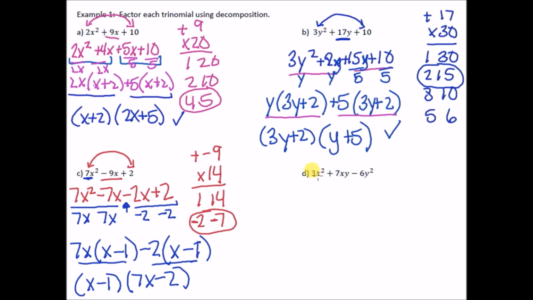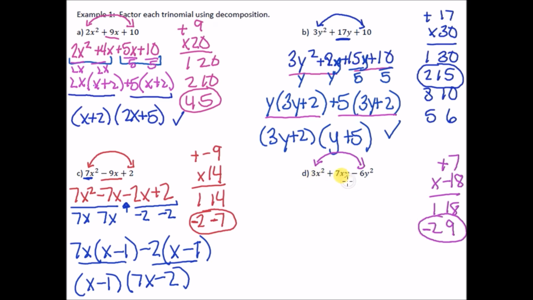Okay, last one. 3x squared plus 7xy minus 6y squared. I like these ones. They're a little bit harder because they have that extra variable. So what two numbers multiply to negative 18 and add to 7? So 1 and 18, 2 and 9. 2 and 9 looks pretty good. And let's put a negative sign on the 2, because then it adds to positive 7.